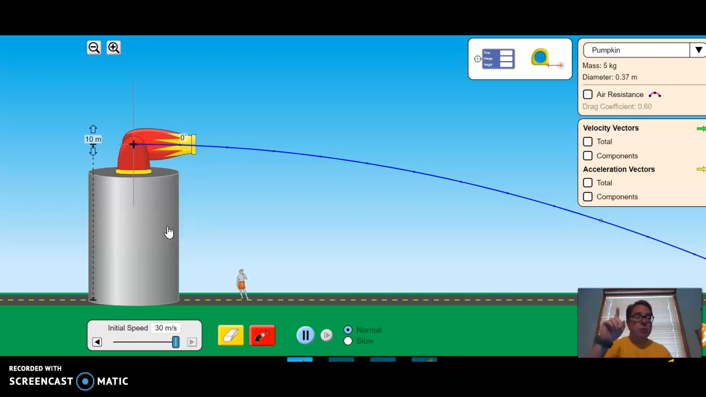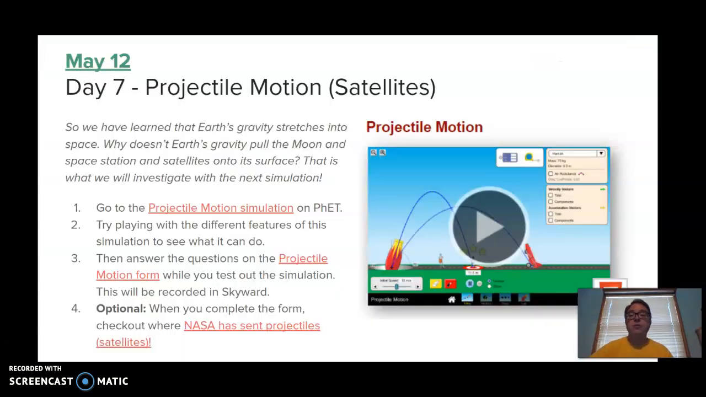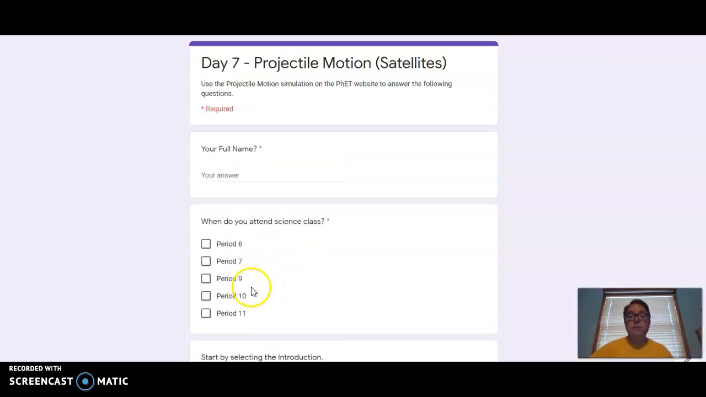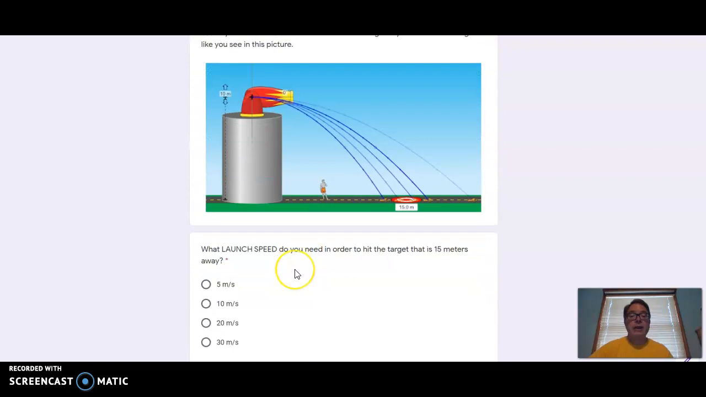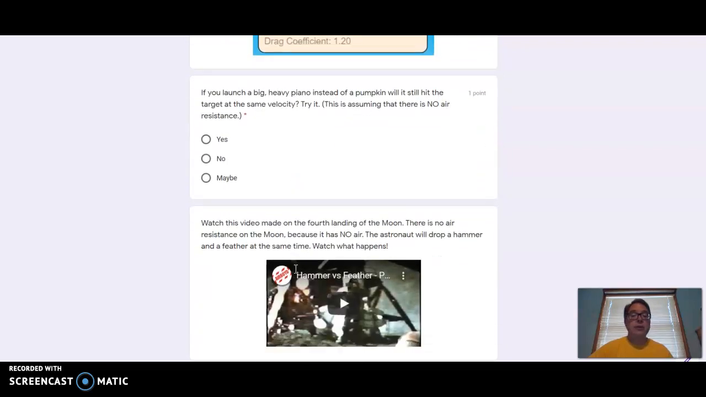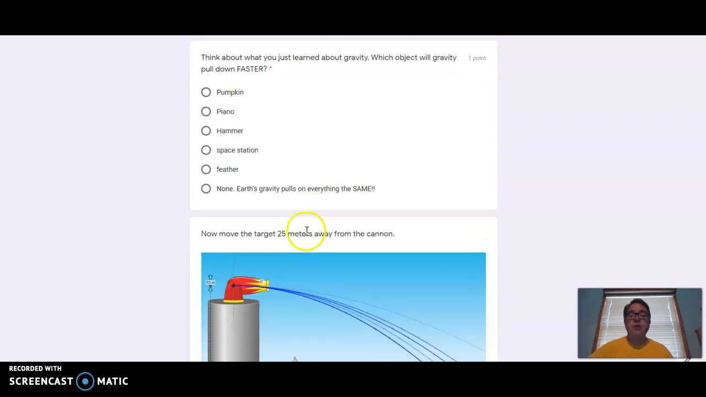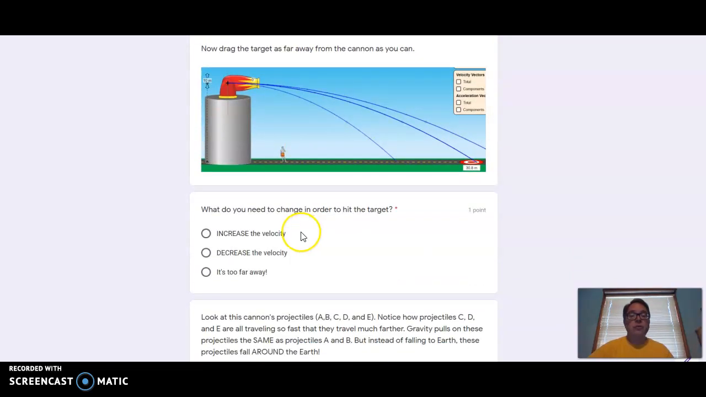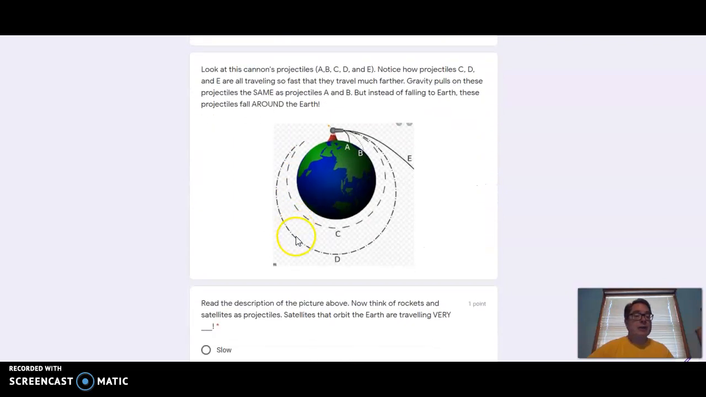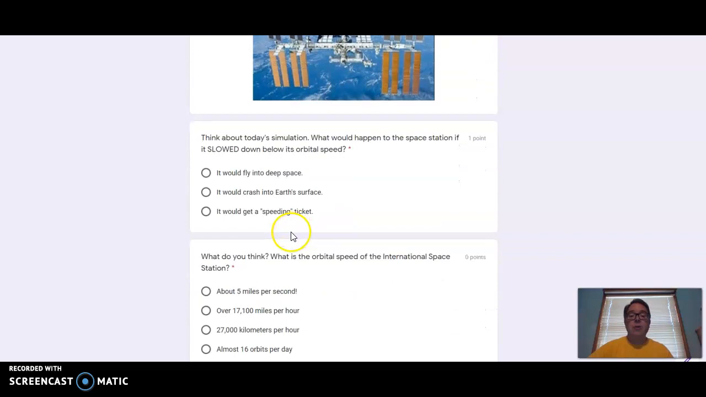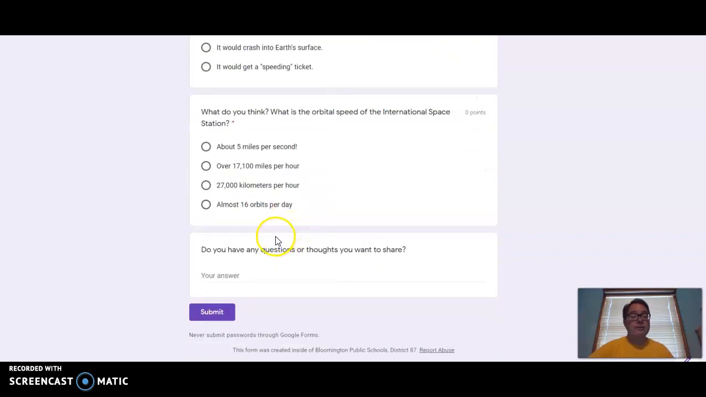Oh, almost forgot. Before you're done, before you leave this, make sure you go back to the slideshow presentation, click on the projectile form, and I walk you through just the same things that we did just now. And I also have a short video there to show you and to answer those questions. In fact, a lot of these I answered for you, so you can probably go there and answer a lot of those now.